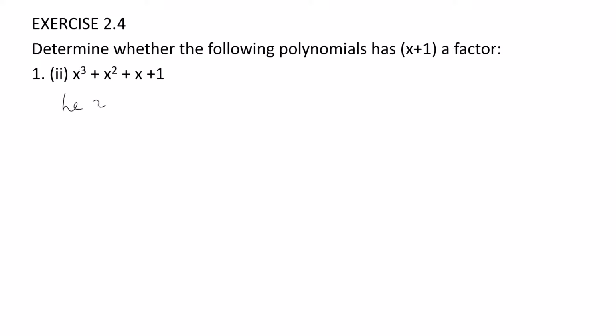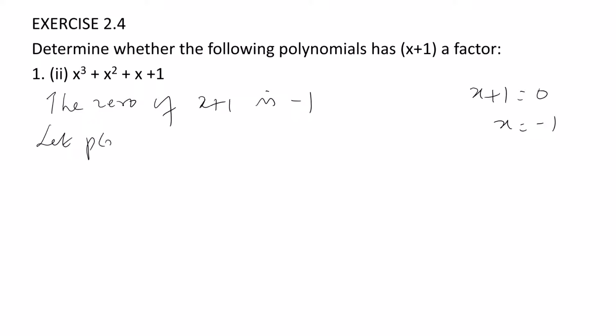The 0 of x plus 1 is minus 1. Why? Because x plus 1 equal to 0. So x is equal to minus 1. So let p of x is equal to, the given polynomial is x cube plus x square plus x plus 1.